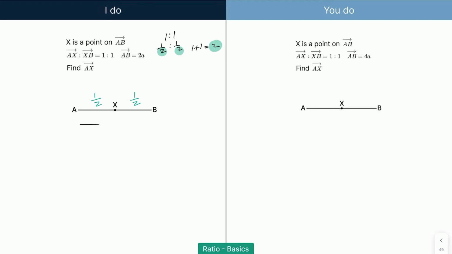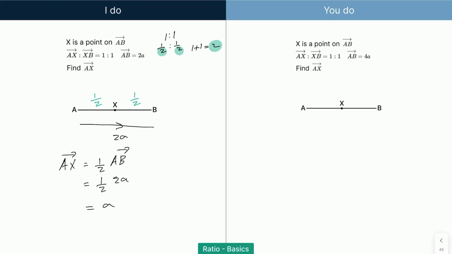So I know that A to B, the full length is 2A. So A to X is just going to be half of that. So we can say, well, A to X is just going to be a half of the full length according to that ratio. So it's going to be half of AB. We know that AB in the question is 2A, which then becomes A.